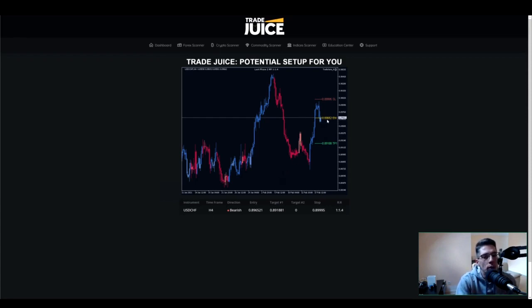So we want to be looking for a short position at 89.65.21 with a target at 89.18.81 and stop loss at 89.99.95. The risk reward is 1 to 1.4. So if you risk $100, we would be making $140.